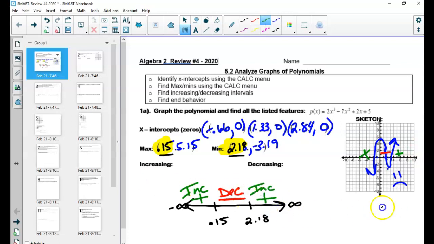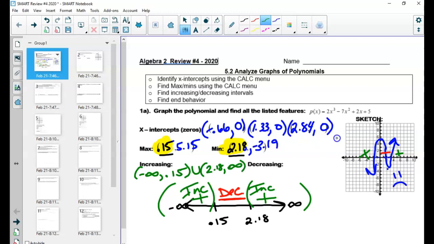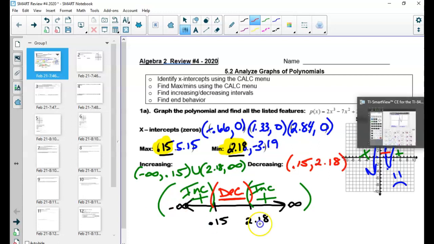So when I ask you when your graph is increasing, well, it's increasing right here and right here. So that would be negative infinity to 0.15 and 2.18 to infinity. It's decreasing from here to here. Notice my use of parentheses here instead of a bracket. I'm not going to count you wrong if you accidentally use a bracket, but technically we should be using parentheses.